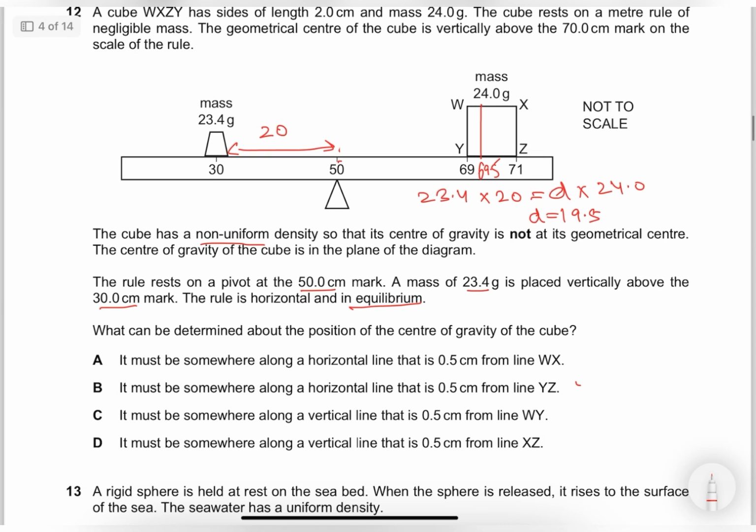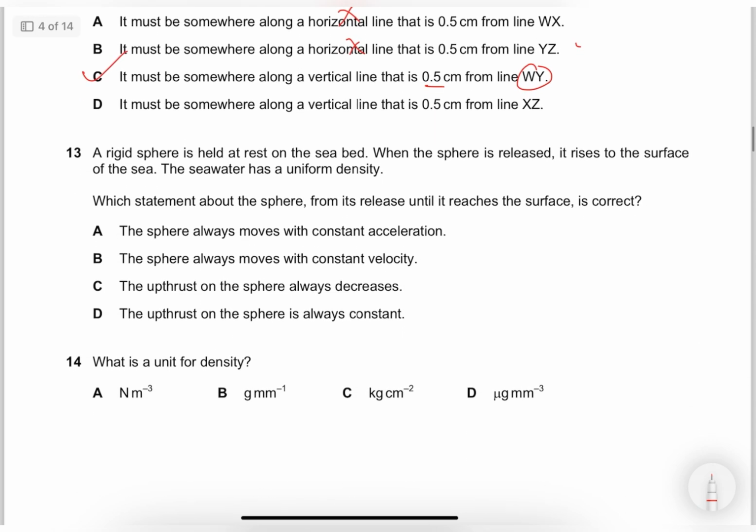So let us check. Is it on a horizontal line? No, it is on a vertical line. You can see clearly. Horizontal line, no. Vertical line, 0.5 centimeter from WY. So this one is the answer. Let us move on to the next question.